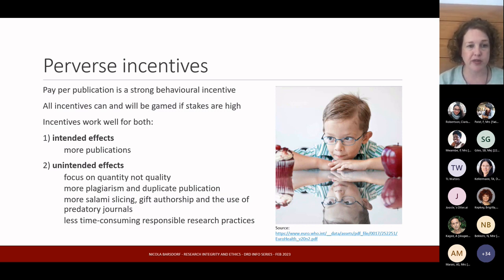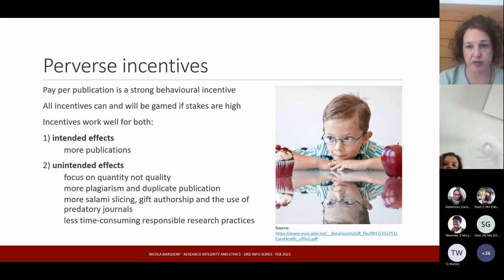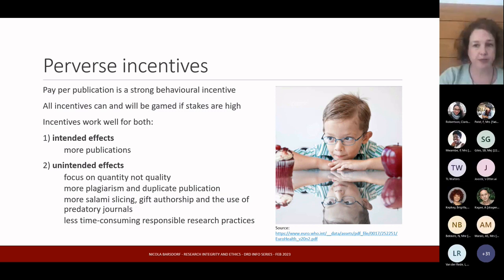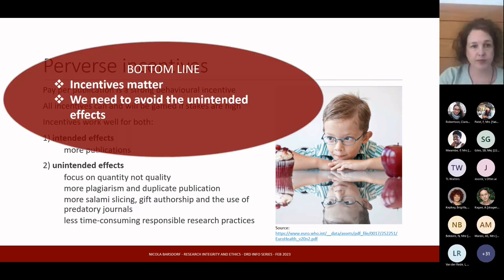So researchers will then tend to focus on quantity rather than quality. We see more cases of plagiarism and duplicate publication. We see more salami slicing, gift authorship, and the use of predatory journals, and generally less of a commitment to the time-consuming responsible research practices. The bottom line is that essentially these incentives matter, and we need to try and avoid the unintended effects.